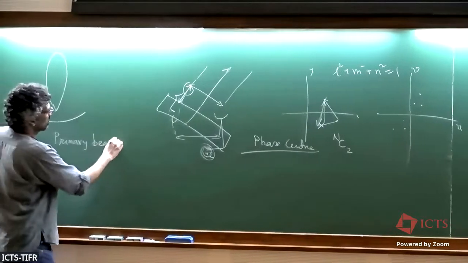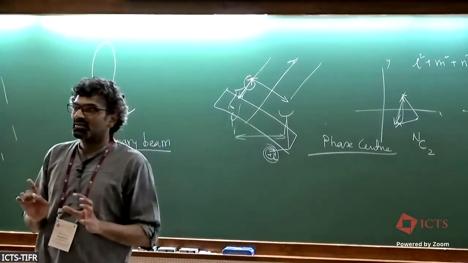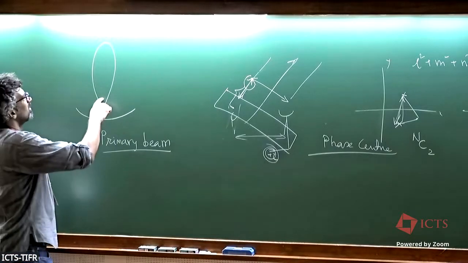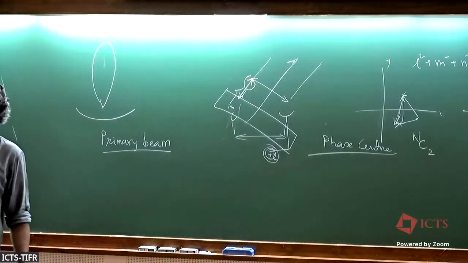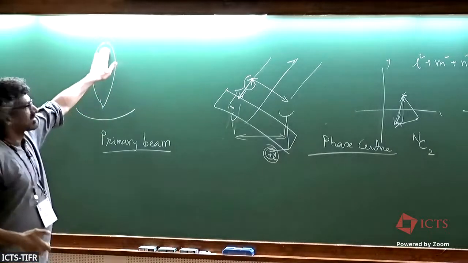Primary beam is a property of a single disk. Okay, a single element, not of your array. It's a property of a single element, right? Once you have a primary beam, you know that this direction is where I have the maximum response, right? Which means if I want to observe a source in this direction, I would like to point my primary beam towards that direction to get maximum response. That is my pointing direction.